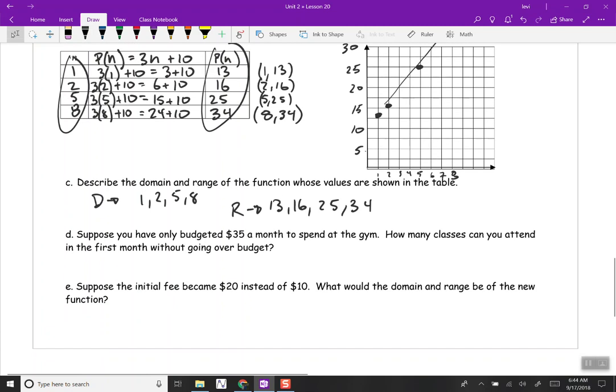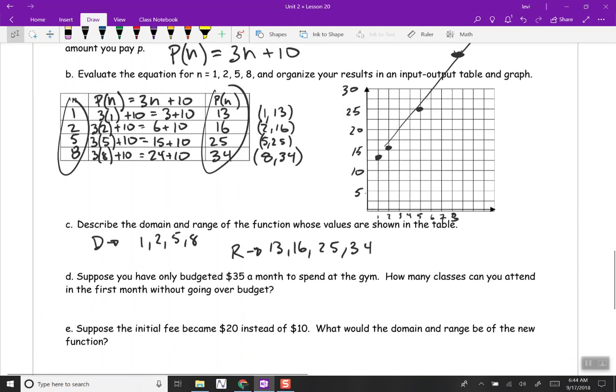Suppose you've only budgeted $35 a month to spend at the gym. How many classes can you attend in the first month without going over budget? It looks like we can attend 8 classes. We'd spend $34.